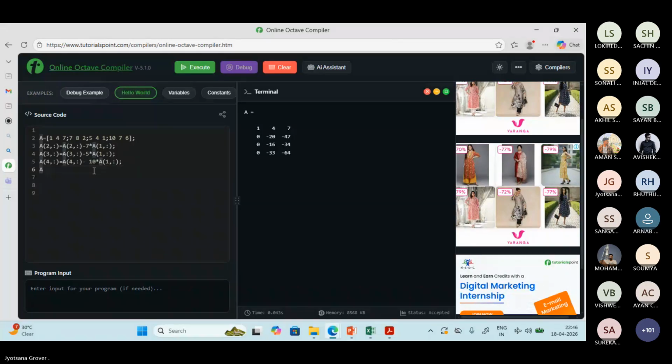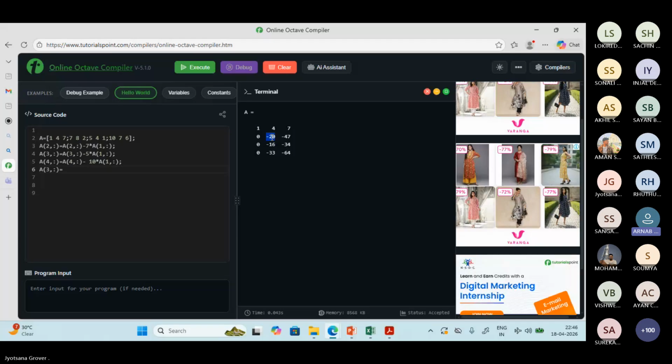R3, A of 3, A of 3 comma. R1 into 4 equal. No, don't. Now see, we are looking at the leading entry of row 2 now. So we will do row elementary operations involving row 2 only.